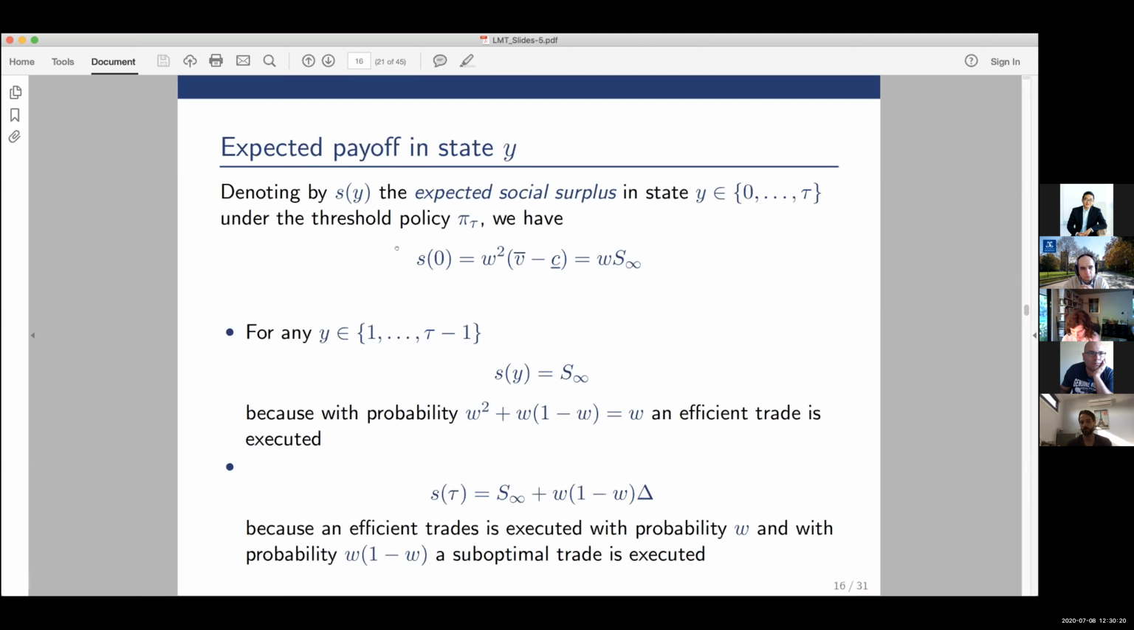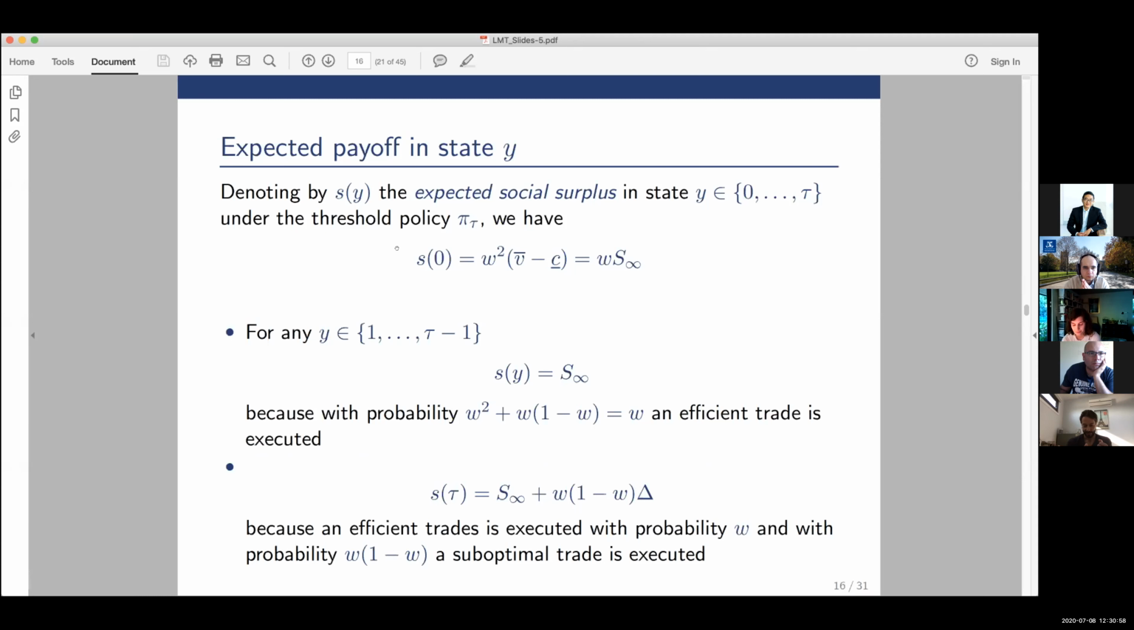So in state 0, what do you do there? As I said, you execute an efficient trade if it arrives, which happens with probability W squared, and otherwise you don't get any payoffs in that state. Therefore, S of 0, little s of 0, is W squared times V upper bar minus C lower bar, which, going back to the notation we introduced in the introduction on page 4, is W times the welfare that you get in the continuum limit S infinity.